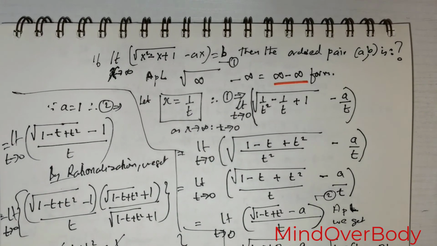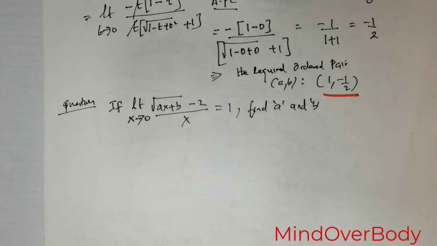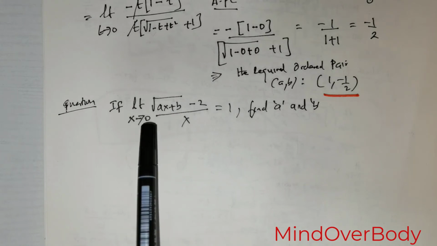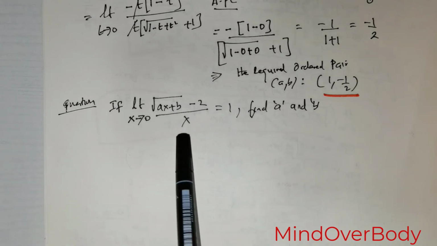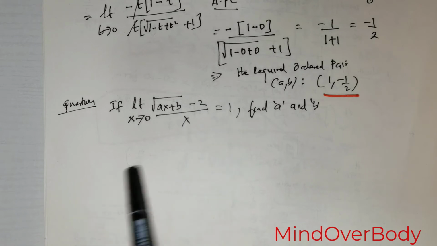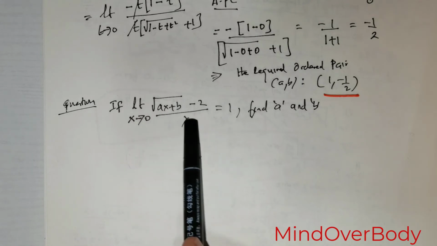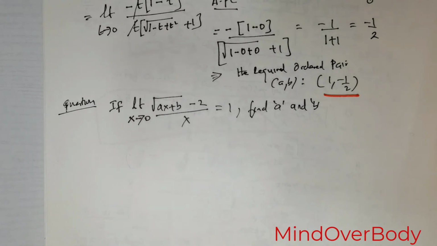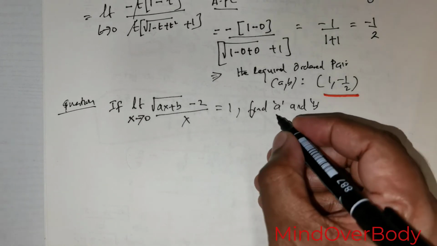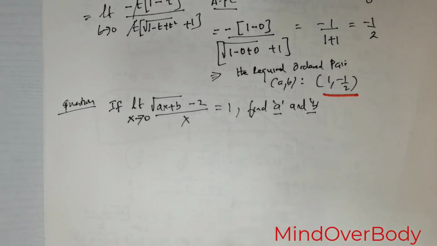So this is a beautiful question. Students, we are given this question: if limit x tending to 0 of (square root of ax + b - 2) divided by x is equal to 1, we expect to find a and b. Now point number 1, it is given that the limit of the function is equal to 1, so that is important, and using that important information we are going to be obtaining the value of a and b.